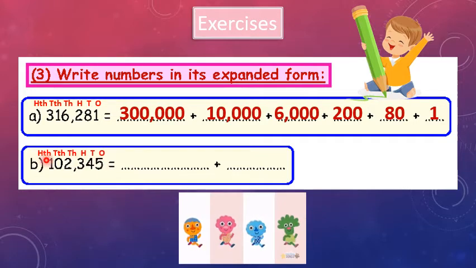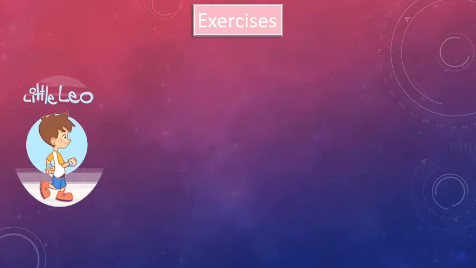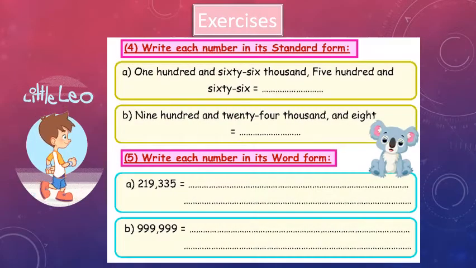If we write our place values here, the first part will be the thousands part, 102,000. We put three zeros. Then the left of this number will be 345. Good job. Now let's go to our exercise.